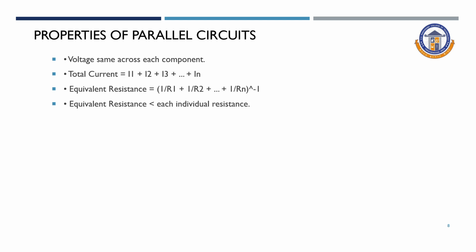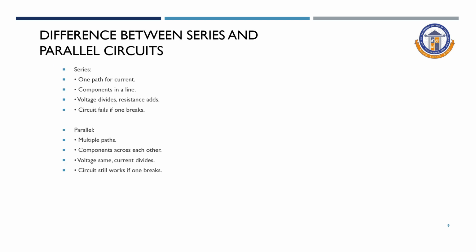The properties of a parallel circuit: voltage is the same across each component. The total current of the parallel branches is the sum of the individual branch currents. The equivalent resistance is always less than each individual resistance. Those are the properties of parallel circuits.